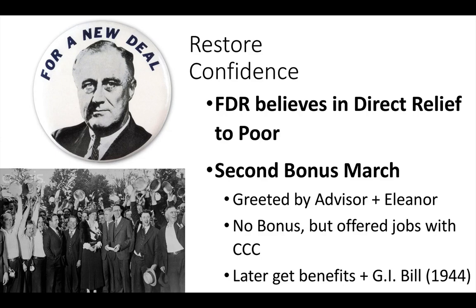There will be a second bonus march, a couple of years later. What's really interesting is, as opposed to Hoover, who sends out the army to get rid of them, FDR sends out his wife. His wife and one of his advisors go out and meet with the veterans. Supposedly she goes out with coffee and cakes, gives them food, and they chat. And it literally has the same effect. The bonus marchers still do not get their bonuses. It's the same outcome. He doesn't have the money to pay them.